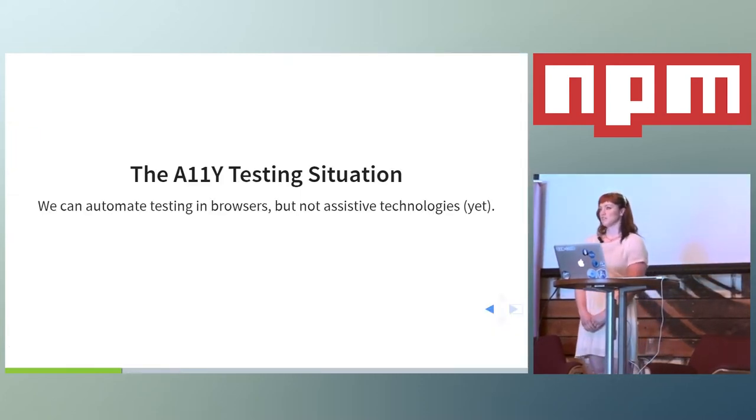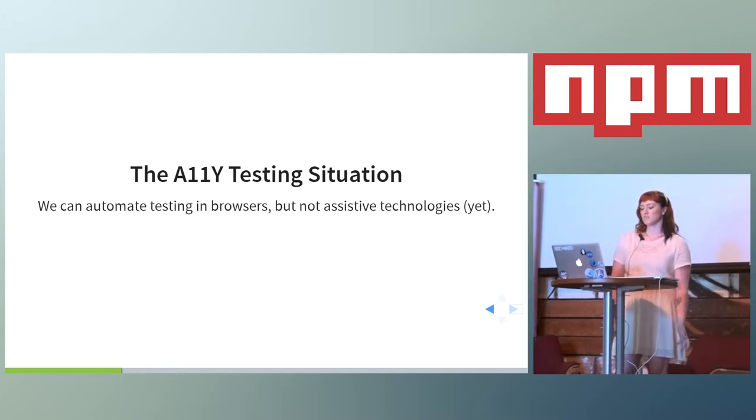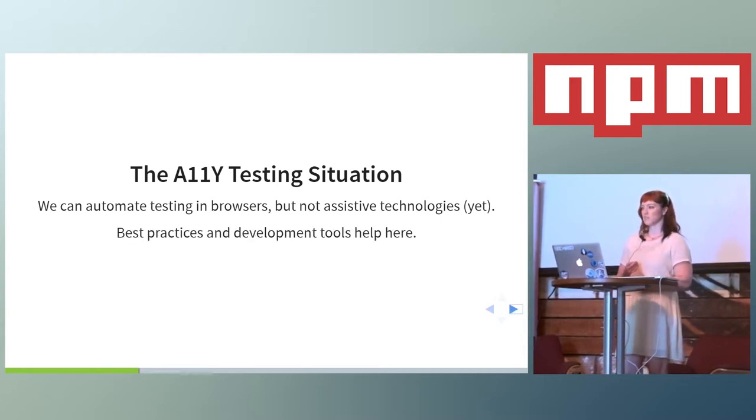The accessibility testing situation. We can automate testing in browsers, but we can't really automate screen readers yet. I'm hoping that this changes. But what this means is that if you're building something for a blind person who's using a screen reader, you can't exactly automate the screen reader to check that it's working correctly. But we can get pretty close by following best practices, by knowing what some of the common problems are. If we can develop and design for those problems and use development tools, that can help us get there. There might be quirks, but we can get a really long way just by following best practices and using development tools to help us get more insight in how to make something accessible.